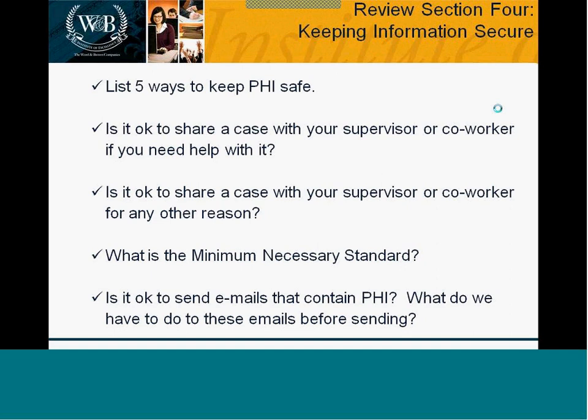Yes, it is, as long as I apply what is called the minimum necessary standard, which you see as a question later on. Is it okay to share information with my supervisor or coworker for any other reason? No. Absolutely. And based on the minimum necessary standard, that is where I can share information to the extent that is necessary for me to get the job done.